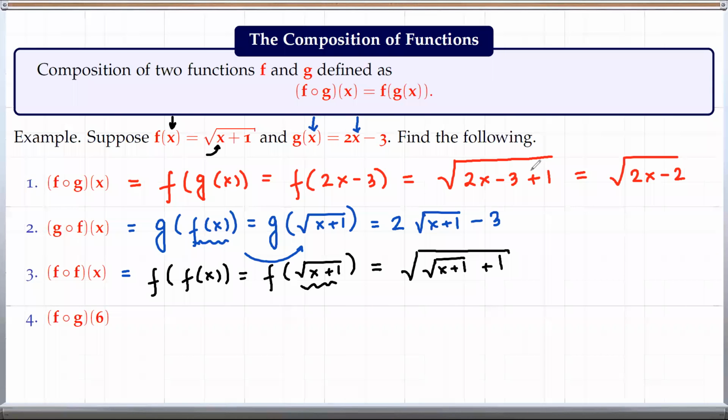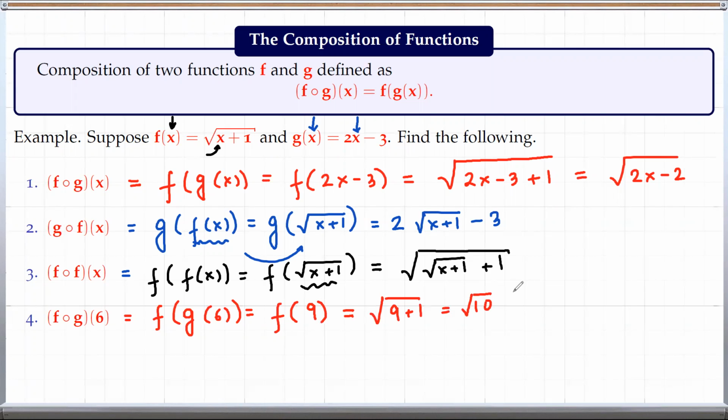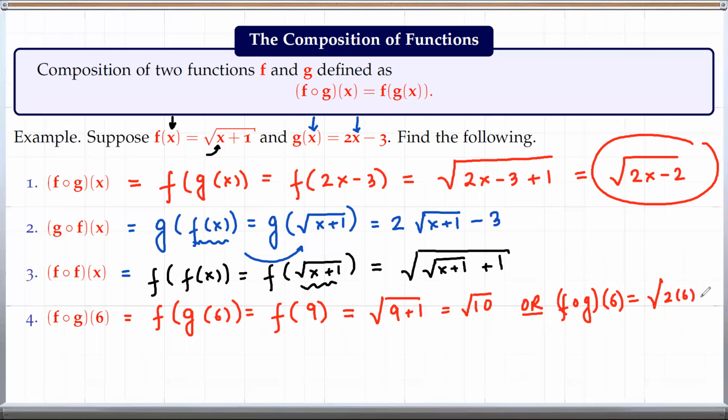Right, so next we need to find f of g of 6. So this will be f of g of 6. Now g of 6 is simply you plug in the value of 6 over here. So 2 times 6 minus 3, which is 12 minus 3, which is 9, g of 6 is 9. And f of 9, you plug in value of x over here. So 9 plus 1, which is square root of 10. Or we could simply use this expression over here, since we have already evaluated the expression for f of g. So we could just say f of g of 6 is simply square root of 2 times 6 minus 2, using that one. So which is again square root of 10.